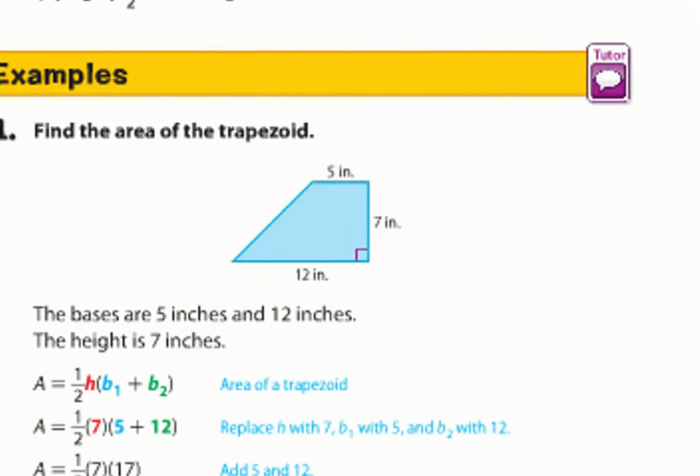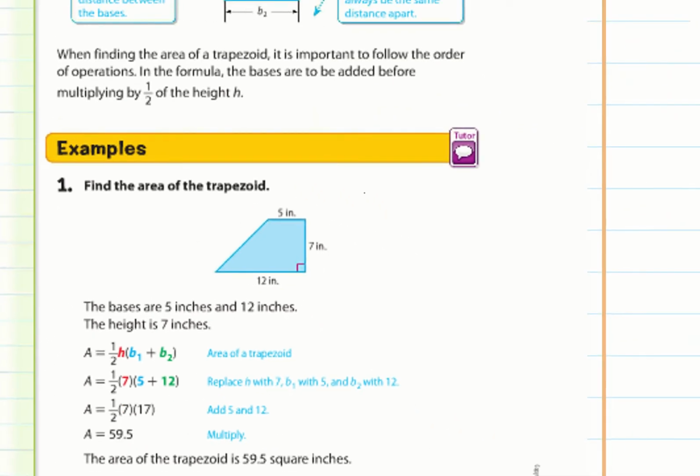So find the area of the trapezoid. So base 1 plus base 2 times the height divided by 2. Very important. So I'm going to plug and chug. So my base 1 is 5. 5 plus the base 2 is 12 times the height is 7, all divided by 2.